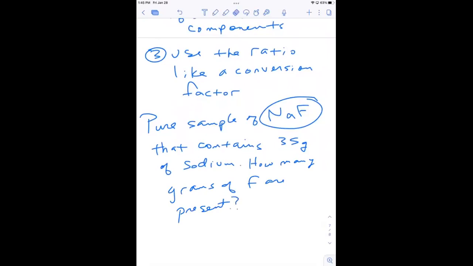Right? We can answer that question. If we know how much sodium we have, and we know the atomic masses, so we can set up a ratio, we can figure out how many grams of fluorine are there as well.